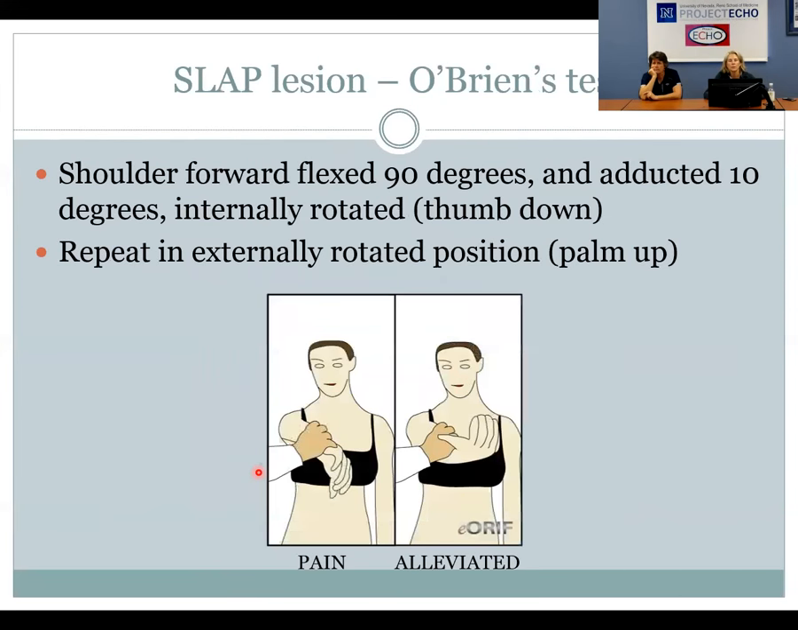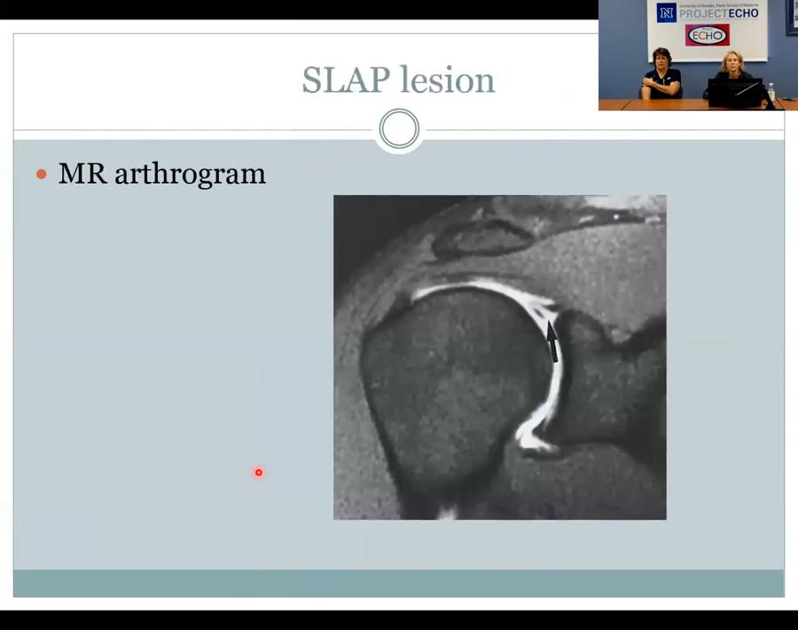The way we test for a SLAP lesion is with O'Brien's test. The arm is put out in an anterior position with the thumb down, internally rotated and adducted 10 degrees. We ask the patient to push up as the examiner pushes down. If the thumb-down position creates more anterior shoulder pain than when the palm is placed up, that's considered a positive O'Brien sign. Again, it's not very specific for SLAP lesions, but it's somewhat sensitive. Sometimes patients with AC joint pathology also have a positive O'Brien sign.